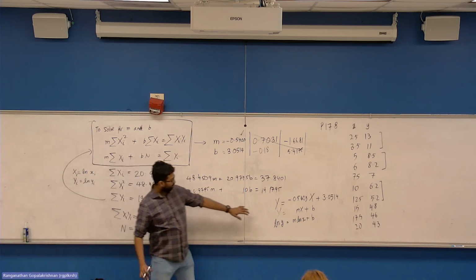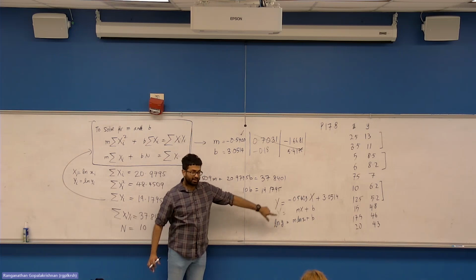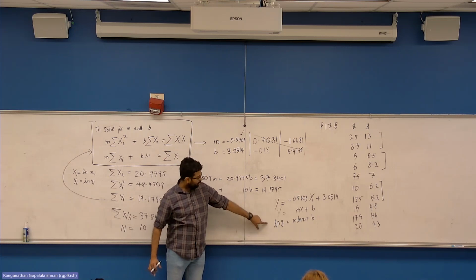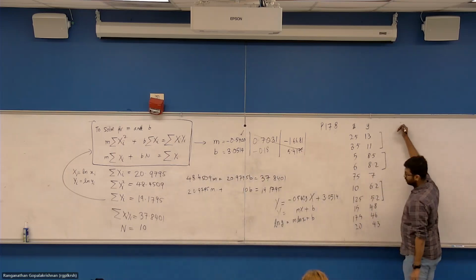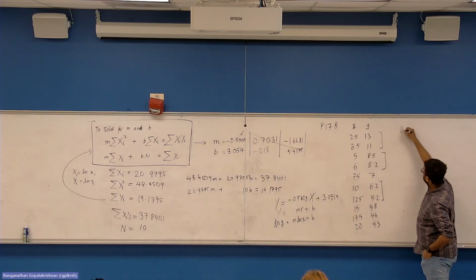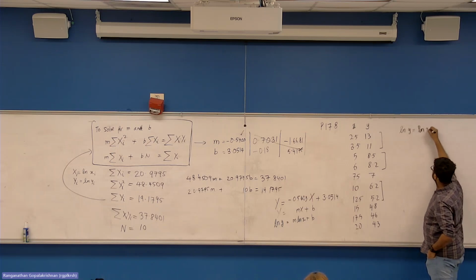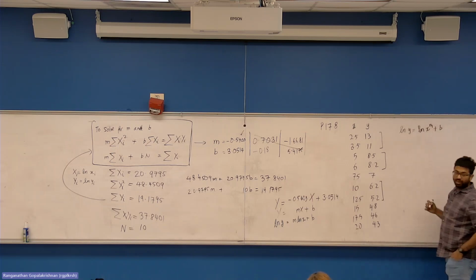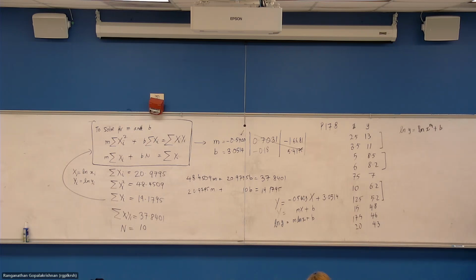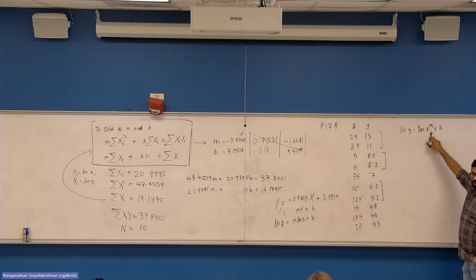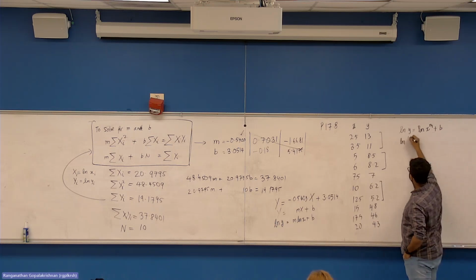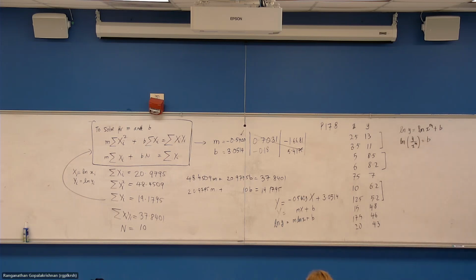Original definition of Y and X. You look at this equation, how will you rearrange this? You know about logarithms, right? Can I write this logarithm of Y equal to logarithm of X power M plus B? Can I write this? M log X is logarithm of X power M, right? And I can write this logarithm of Y divided by X power M equal to B. Can I? Yes or no?